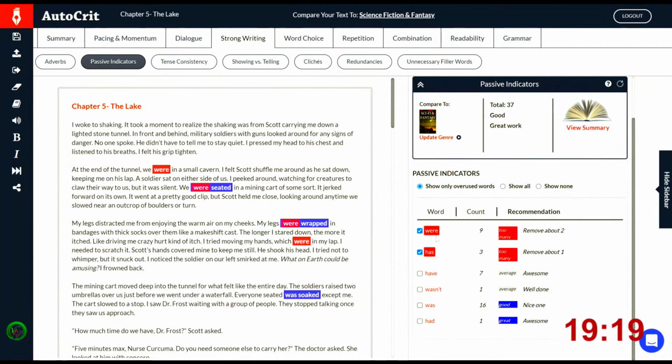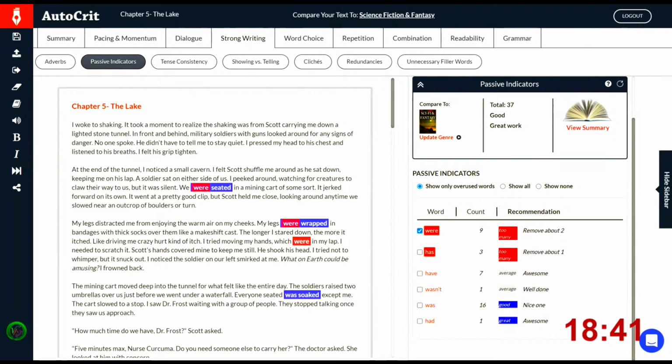Was or were is definitely an issue. It looks like I have 9, and I need to remove at least 2, and then look at was, 16 of them. I definitely need to look at those as well. So was and has are ones that I definitely need to look at. So first one, let's just do were. Okay, so at the end of the tunnel, we were in a small cavern. Let's just say I noticed a small cavern.